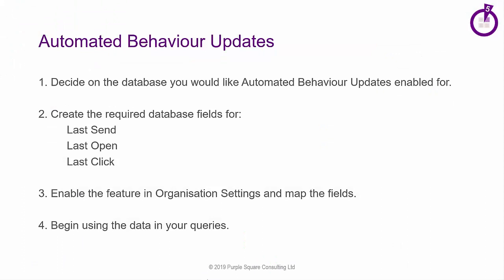Here's a quick reminder of the steps we just took you through. Decide on the database you would like automated behavior updates enabled for. Create the required database fields for last send, last open, and last click. Enable the feature in organizational settings and map the fields. And finally, start using the new data in your query criteria.